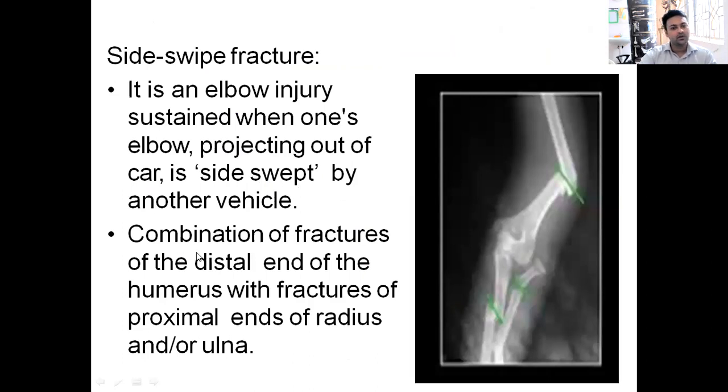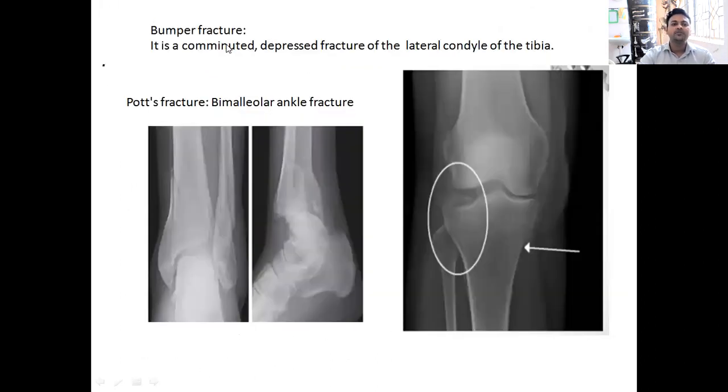It's an elbow injury sustained when one elbow projecting out of the car is side swiped by another vehicle. Combination of the fracture of the distal end of the humerus with fractures of the proximal end of the radius or the ulna. A bumper fracture is a comminuted depressed fracture of the lateral condyle of the tibia, most commonly seen in road traffic accidents. Watts fracture is the bimalleolar ankle fracture.